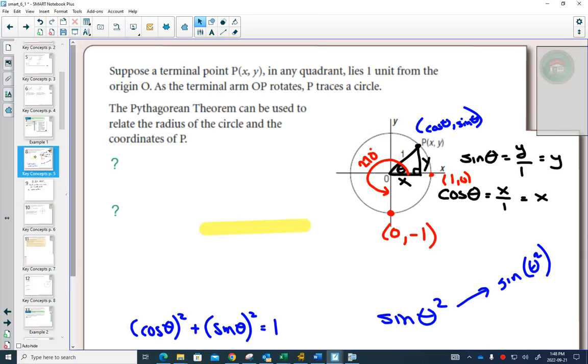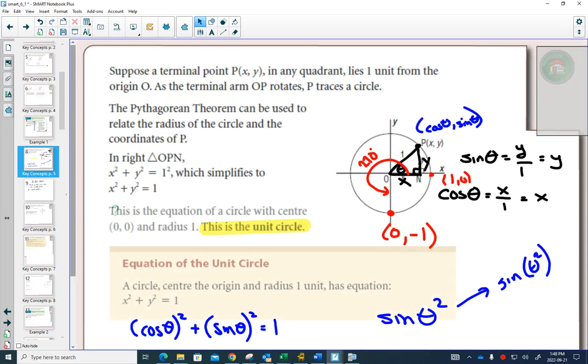And what haven't we talked about? We haven't talked about tan. So if you went to this triangle and you wanted to talk about tan, well then tan of theta, opposite side is y, adjacent side is x.